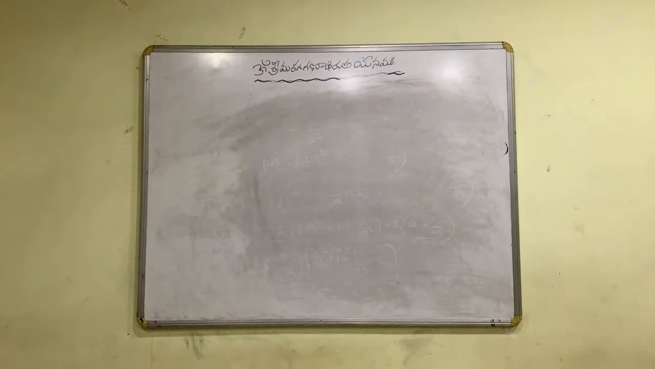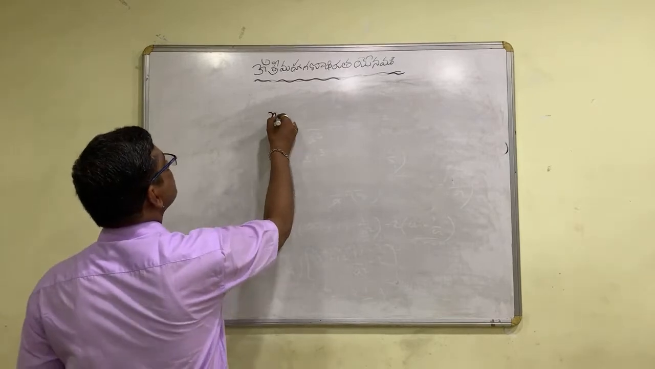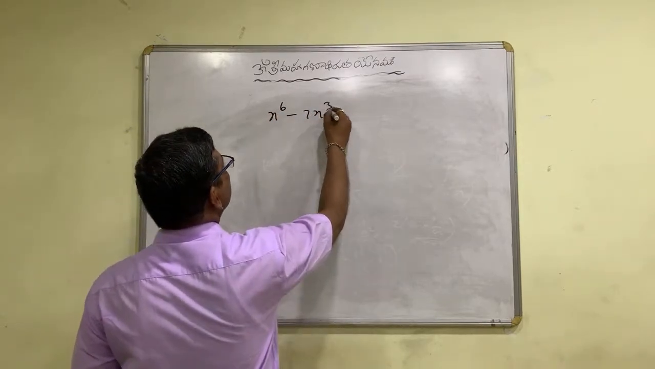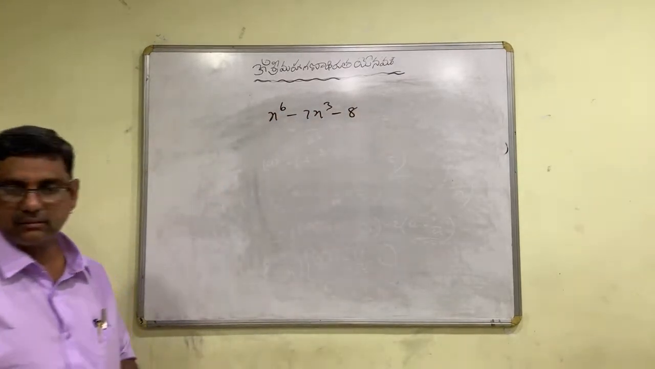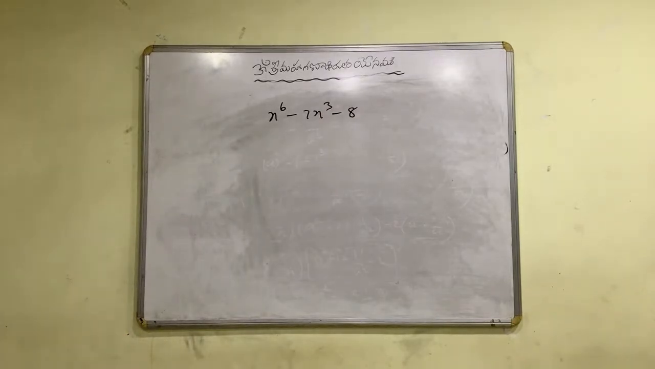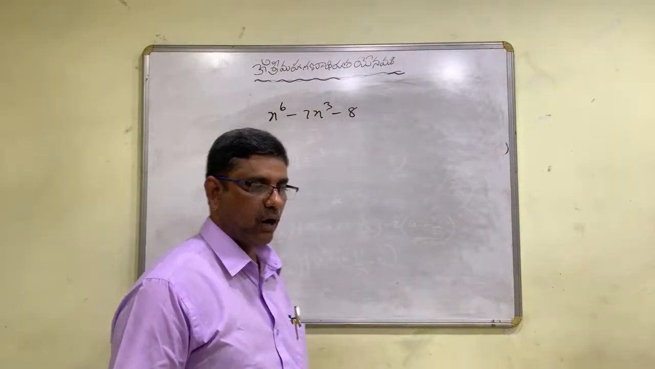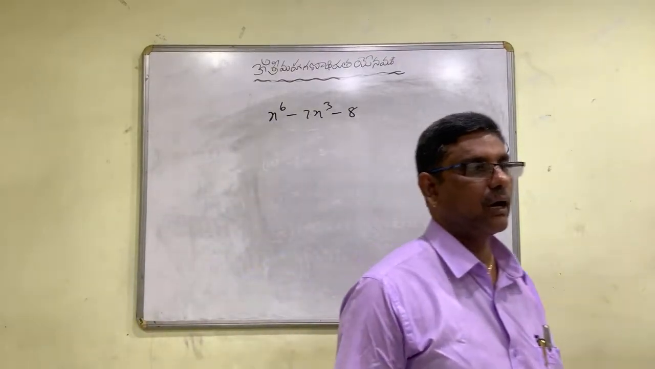I'm moving on to the next one. x power 6 minus 7x cube minus 8. See this model, this is an excellent model. x power 6 minus 7x cube minus 8. Degree 6 polynomial.